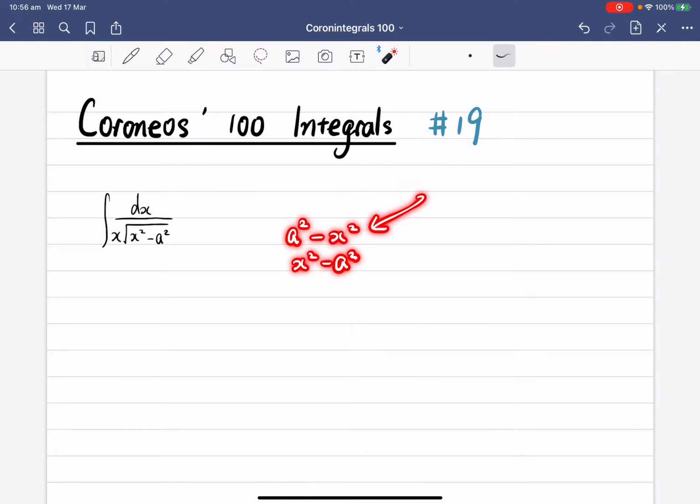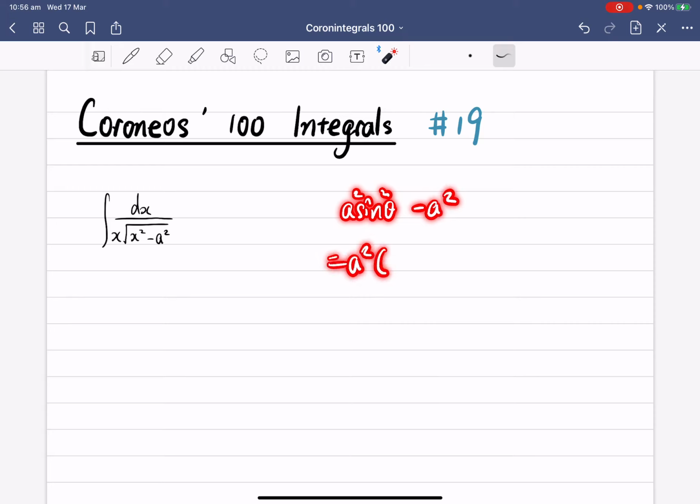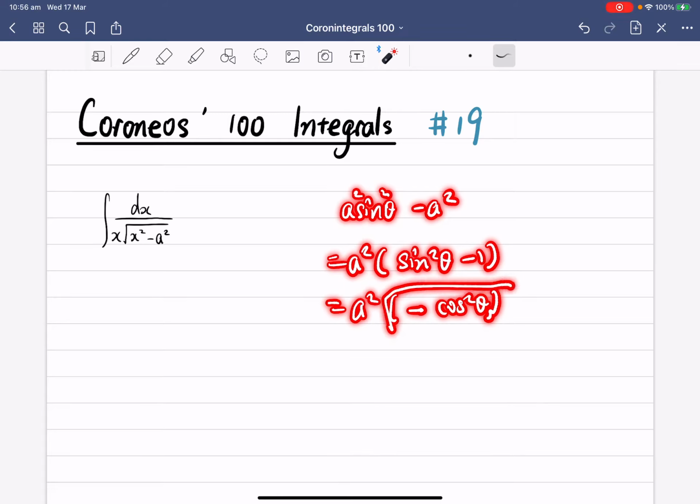For the previous one, you substitute by letting x equal a sine theta. But this time, if we let x equal a sine theta and square it, we end up with a² times sine² theta minus 1, and that creates a problem because we end up with minus cosine² theta. We can't really take the square root, since a minus inside the square root just isn't going to work.